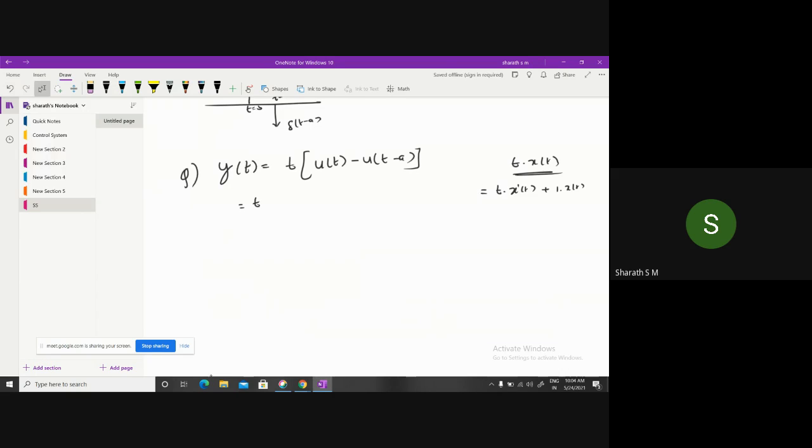So now t into differentiation of u of t is delta of t. Differentiation of u of t minus a is delta of t minus a. Plus differentiation of t is 1, and 1 into the remaining signal is u of t minus u of t minus a. Afterwards, make a product of these signals.